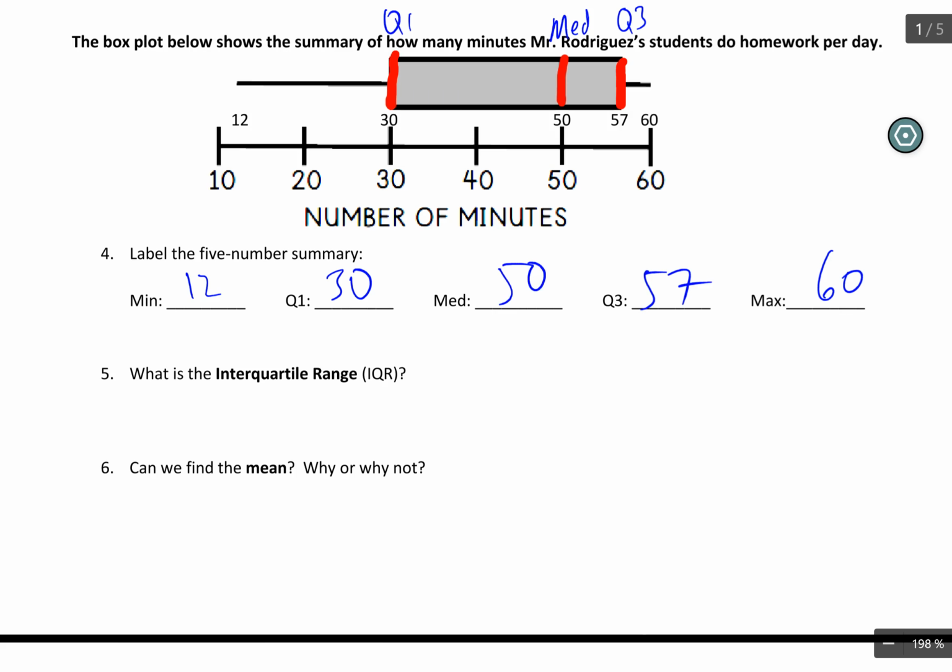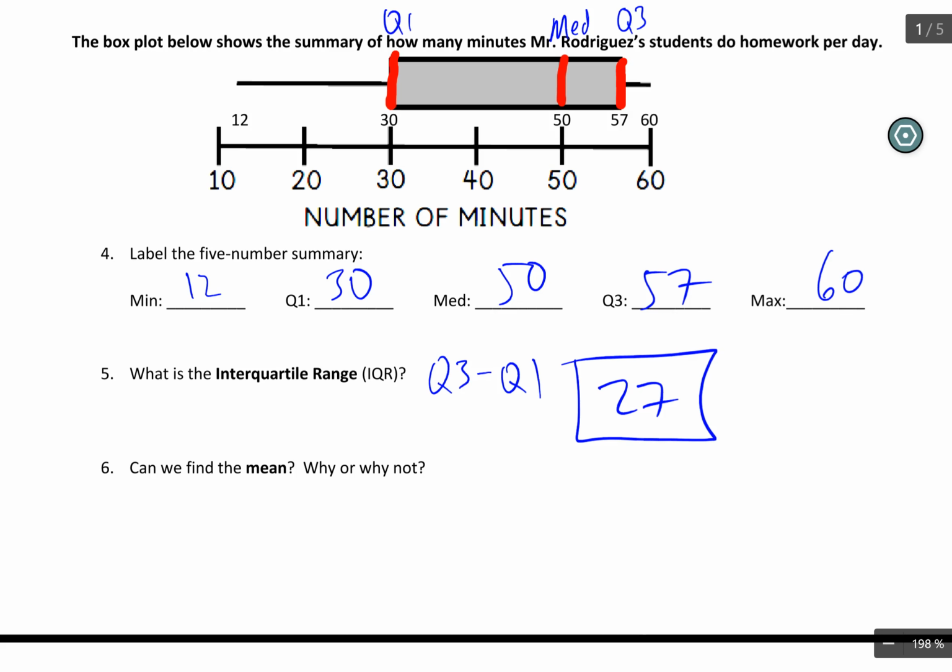There's my 5-number summary. Interquartile range. Well, interquartile range is my Q3 minus my Q1, or 57 minus 30. And of course, 57 minus 30 is 27.